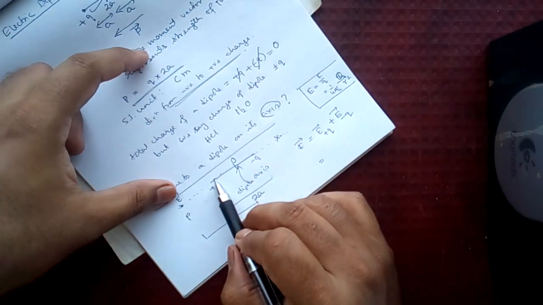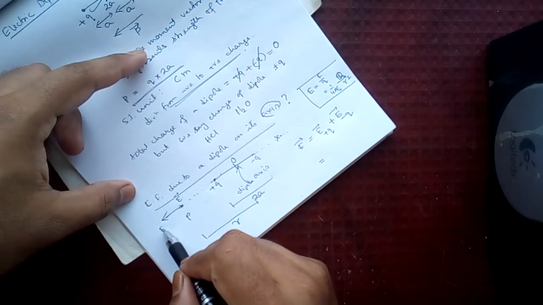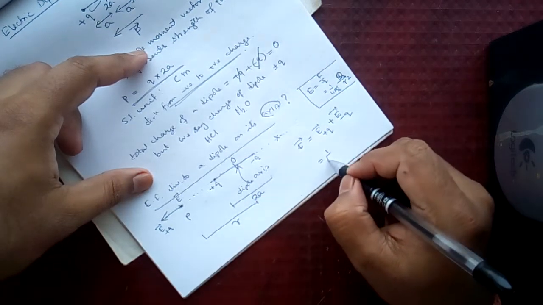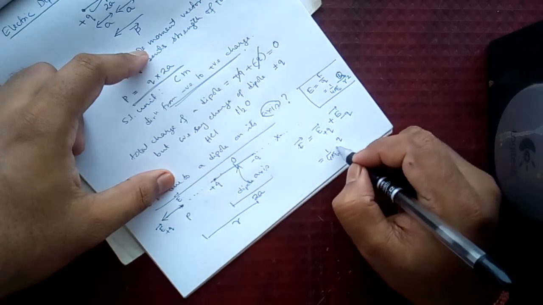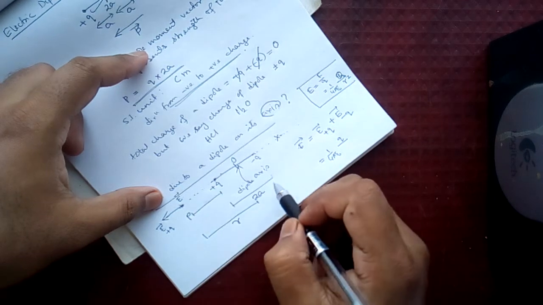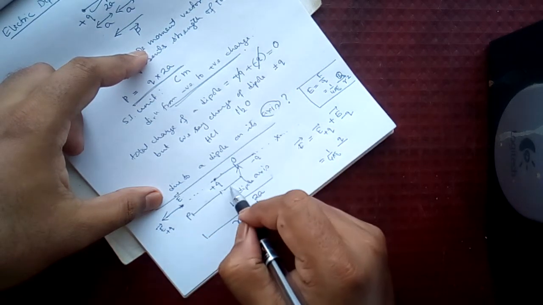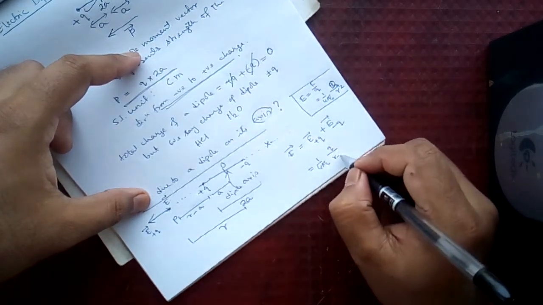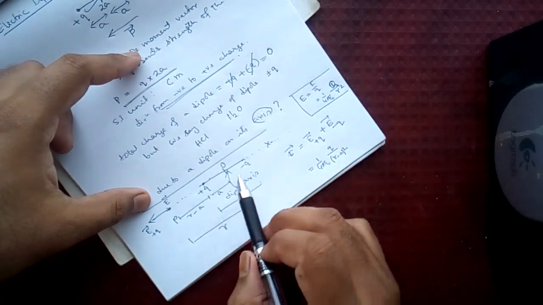For this positive charge, the direction of the electric field will be radially outward. That means this will be the direction of the electric field due to this positive charge, and the magnitude will be 1 by 4 pi epsilon naught, the charge itself, that is plus q, and the distance. We need this distance, and this whole thing is r, this much is a, so it means (r minus a) whole square.